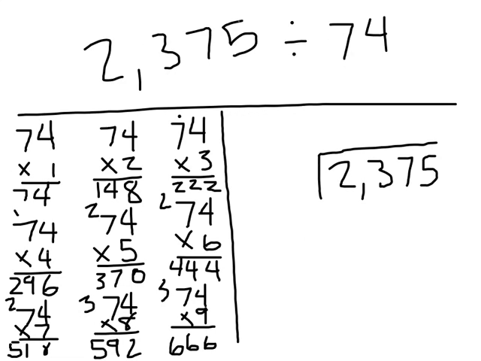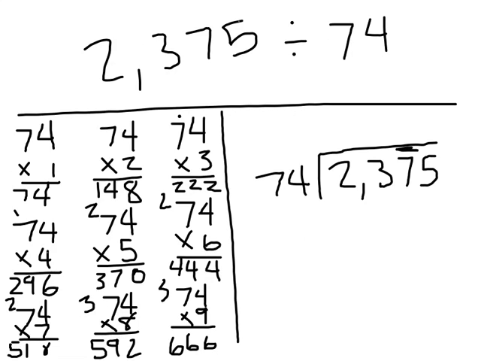2,375 divided by 74. What place can you start dividing in? You can start dividing in the tens place. That's the first place where I have enough to split into groups of 74. Go ahead and solve this division problem now, then enter your quotient and remainder in the box. Let's see how you did.